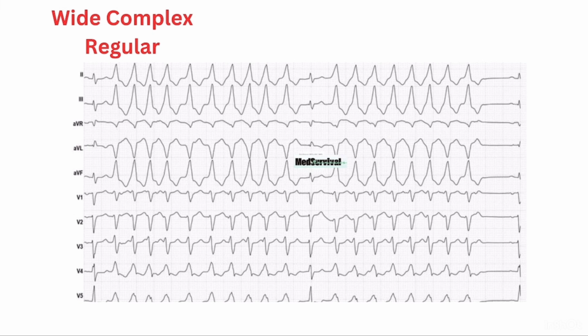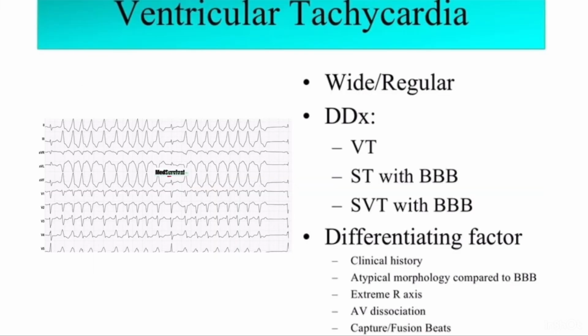The 3 differentials are 1. Ventricular tachycardia, 2. SVT with bundle branch block, 3. Sinus tachycardia with bundle branch block. Final diagnosis, ventricular tachycardia, confirmed by the extreme right axis deviation, lack of P waves, and AV dissociation.